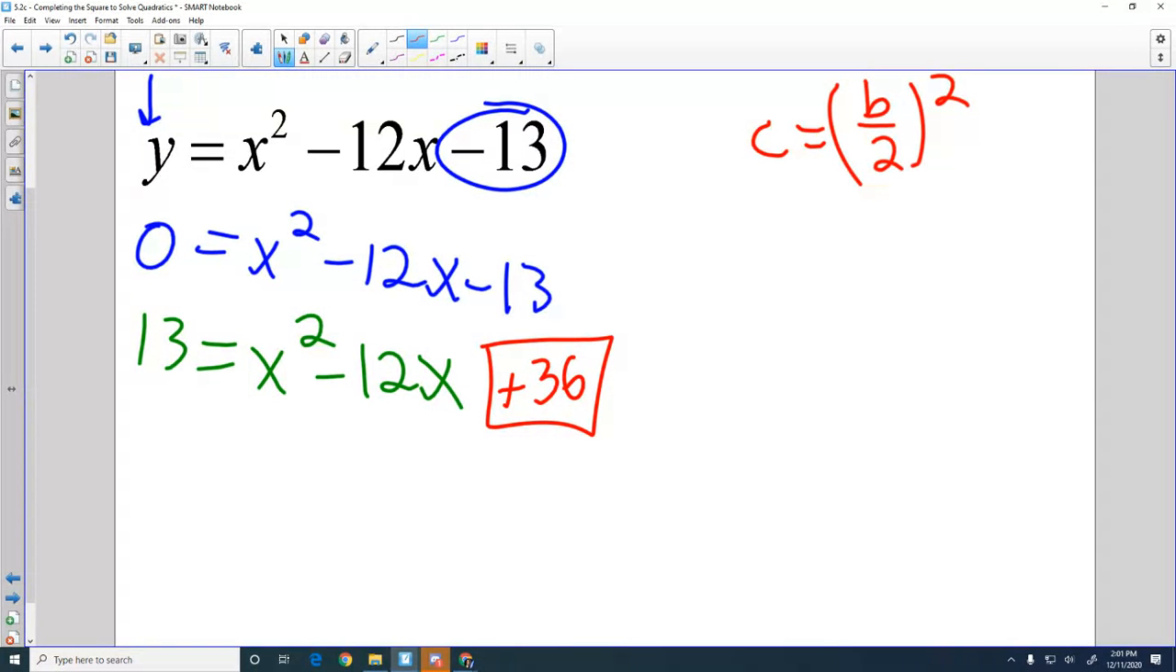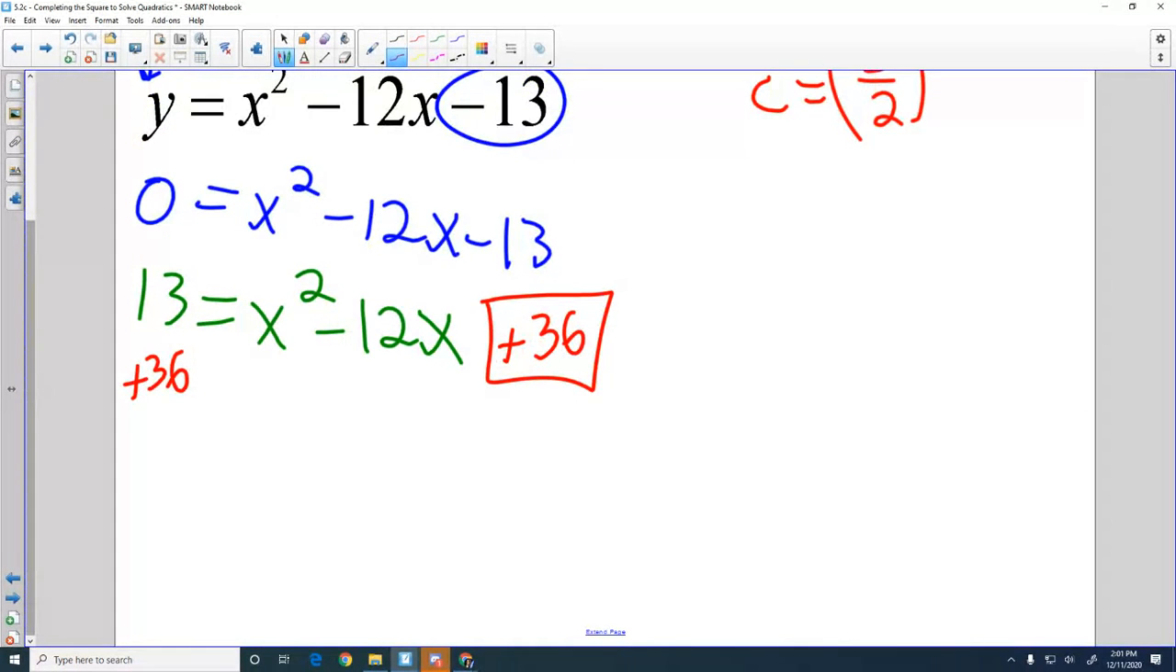But hey, if I add 36 to the right side, to keep the equation balanced, I have to add 36 to the left side. So I'm going to add 36 over there on the left. Ooh, those are some good math skills.